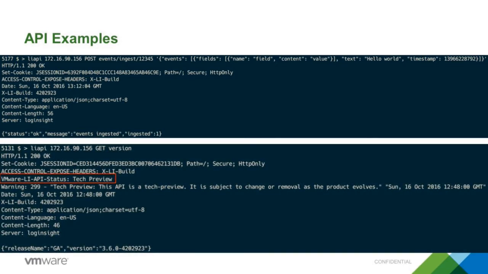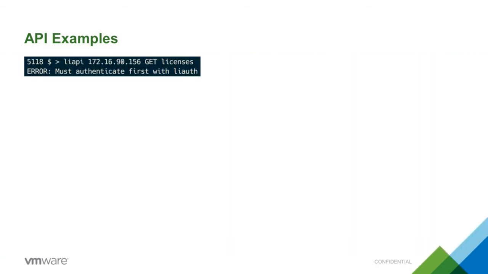If I do something like a GET to the version, which would be a configuration API, notice how it says that this is a tech preview API and it may change in a future release. Again, we want to be as transparent as possible. We don't want you to have to go read the documentation to figure out how these APIs work, so we try to provide all the information using a RESTful method for you automatically.